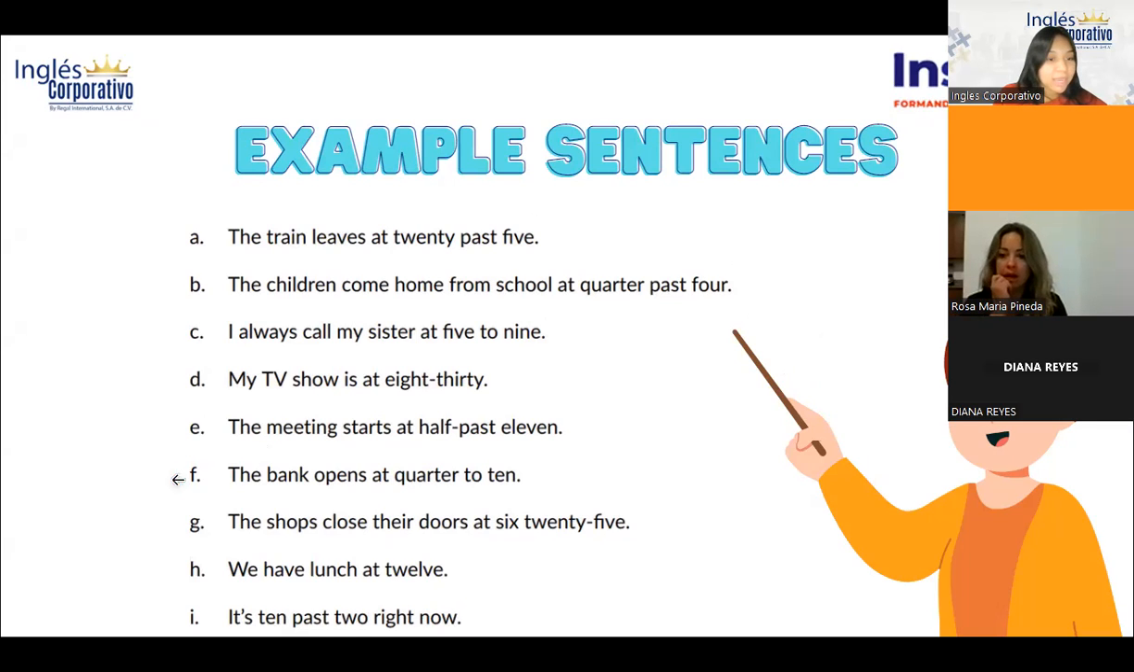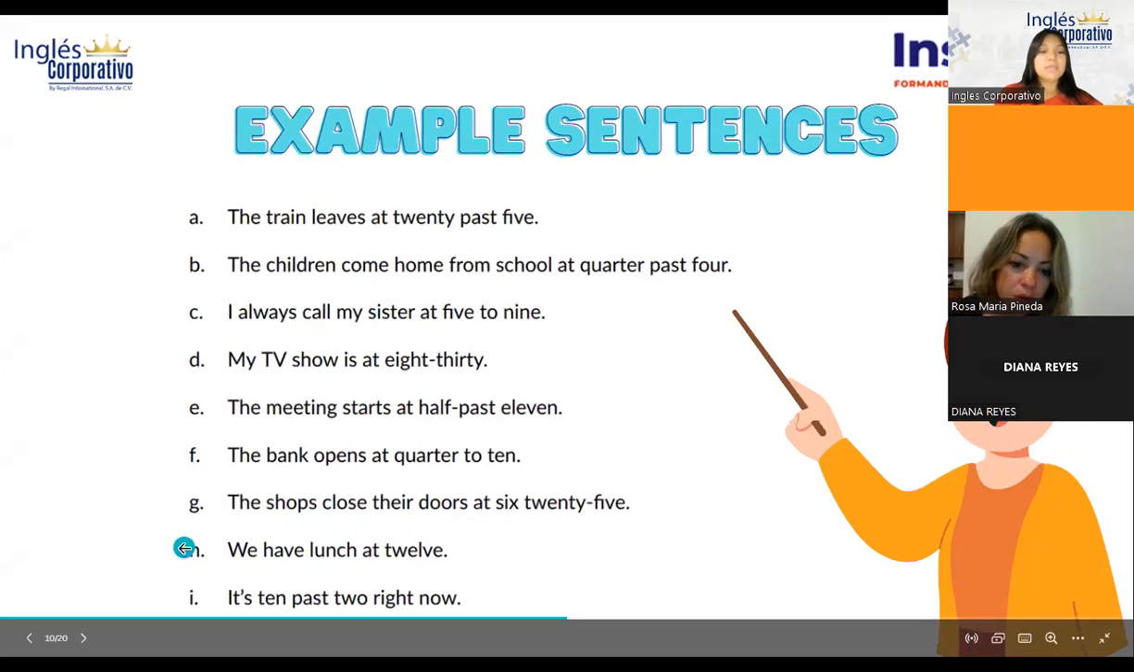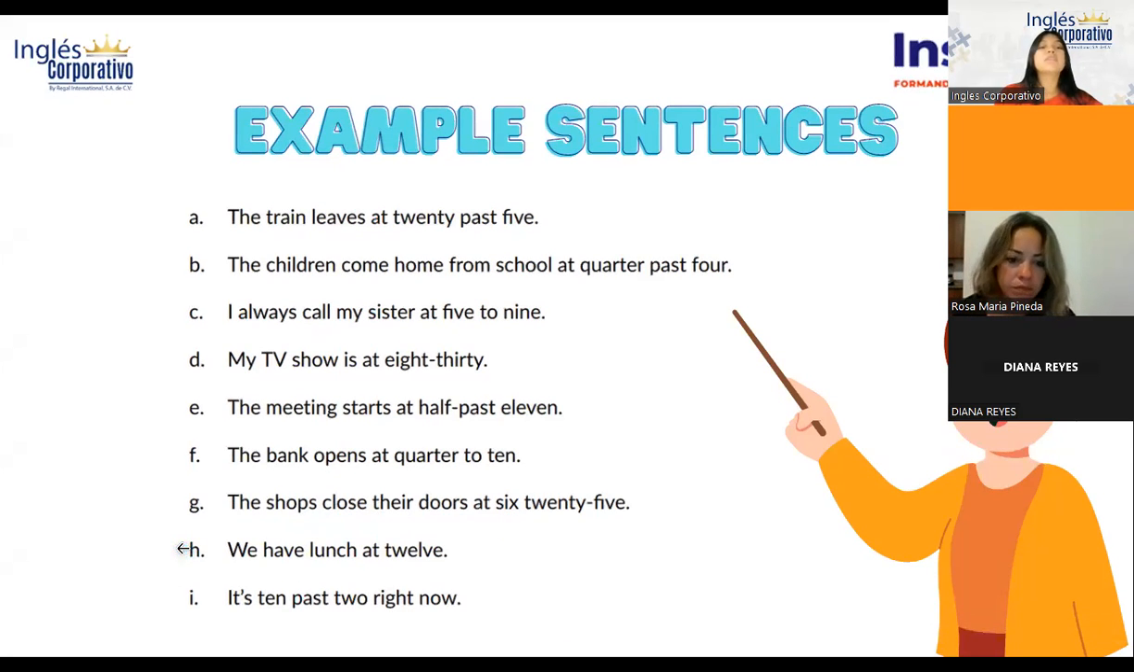F. The farm opens at 20 to 10? Yes. The shops close their doors at 6:25? Yes. We have lunch at 12. I have lunch at 12. It's 2:10 right now. Very good. Thank you, Diana. All right.